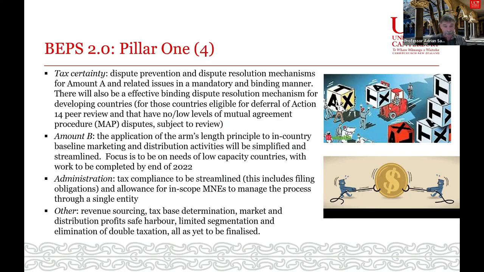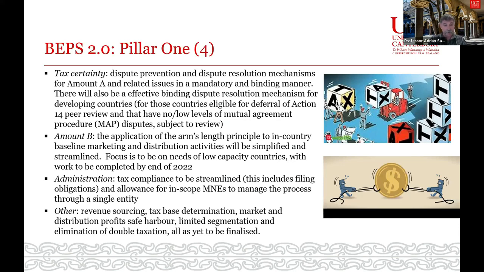There's also going to be an amount B, and this is going to be the application of the arm's length principle, that's the traditional principle, to in-country baseline marketing and distribution activities, in terms of simplifying and streamlining it. And so this is going to look at these activities relating to marketing and distribution. The focus is going to be on the needs of low capacity countries, and the work on that is yet to be completed. So we don't actually know exactly what that's going to look like.